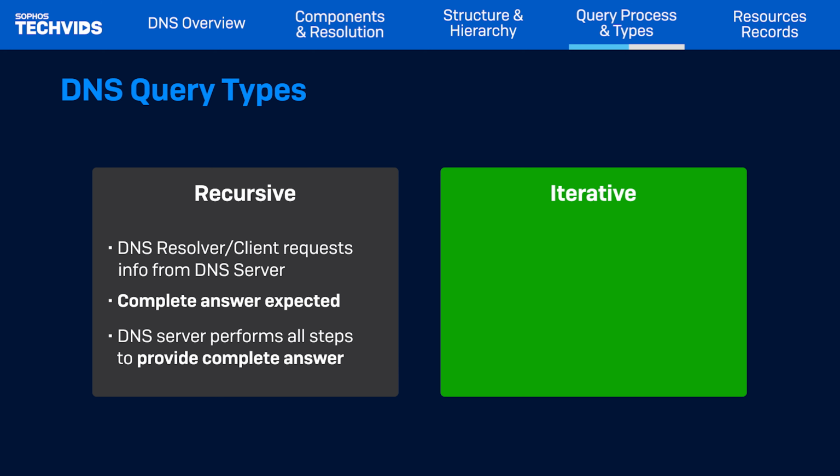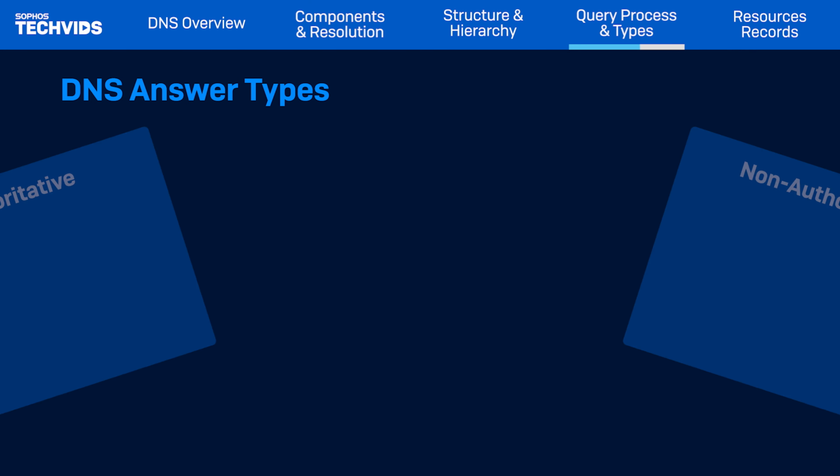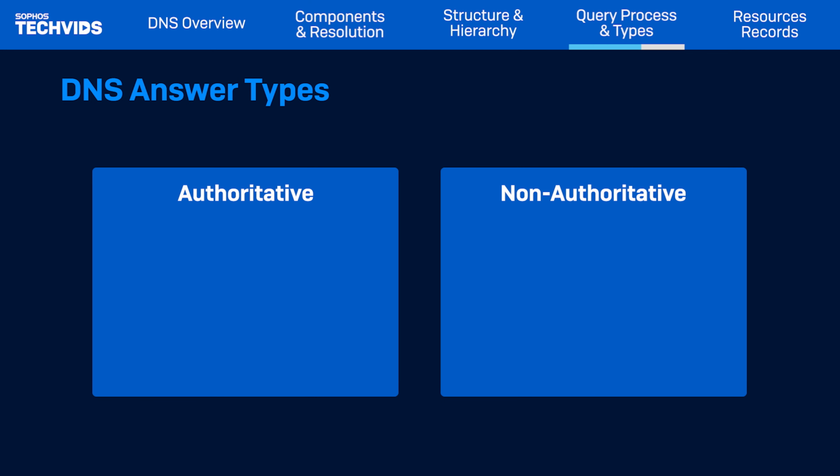The other type of query is iterative. The DNS resolver requests information from the DNS server, but expects the server to provide the best information it has. The DNS server may not have the complete answer and can either provide the available information or refer the resolver to another DNS server. As mentioned, there are also two answer types that can be provided by DNS servers.